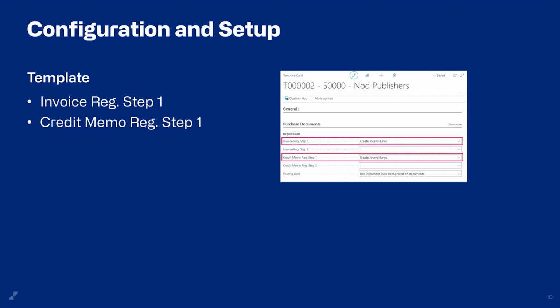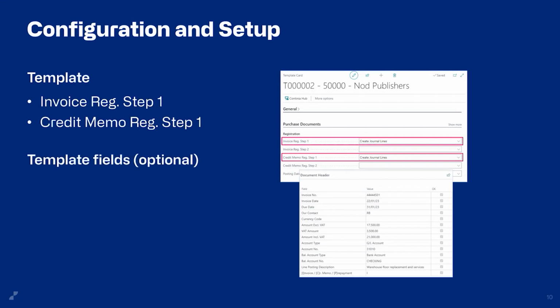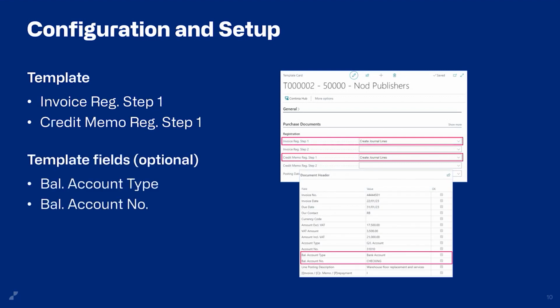This is the required configuration, but if you want to handle specific balancing accounts, you can do that easily by adding two header template fields. The example here is that I've chosen bank account as a balancing account and then the checking account for my bank. You can, of course, post the documents into the journal without a balancing account or with a manually selected balancing account. Then Document Capture would automatically use the vendor account as the balancing account.